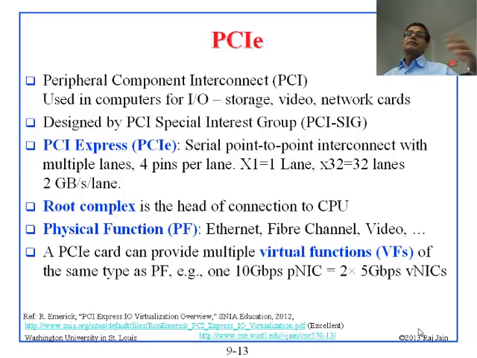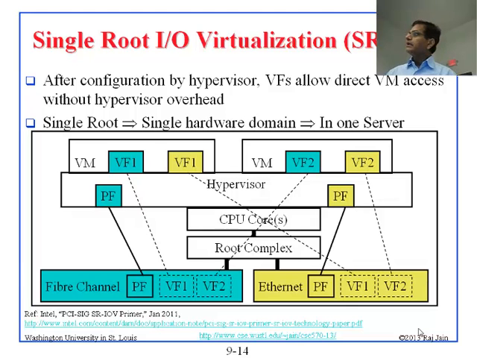I mean, I just bought a PCIe card for probably $10. I don't know how many lanes it has, but for $10, what can you get, right? So that is PCI Express. Now in PCI Express, the way it works is that there is a root complex. In the next picture I will show you. There is a root complex and there are devices which we call functions.